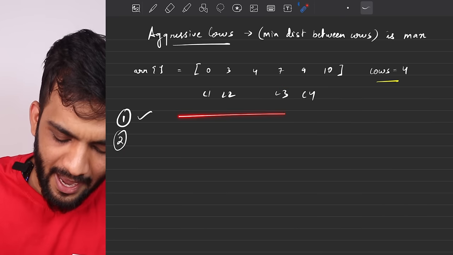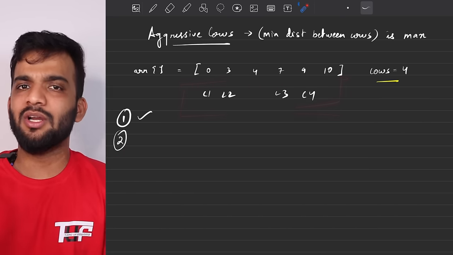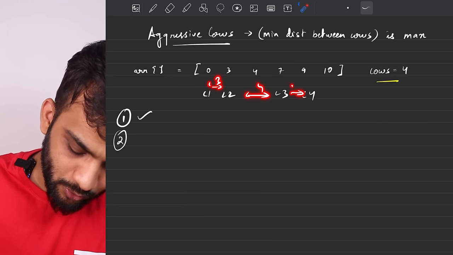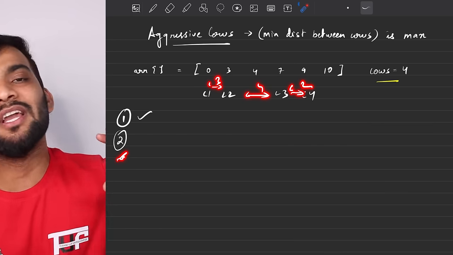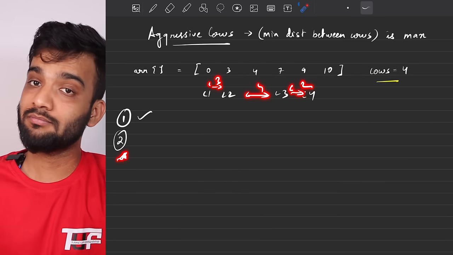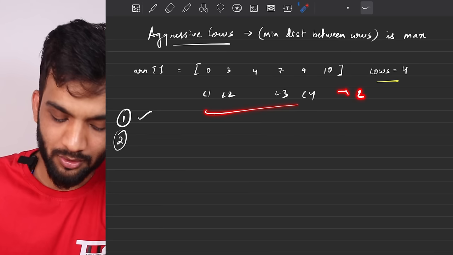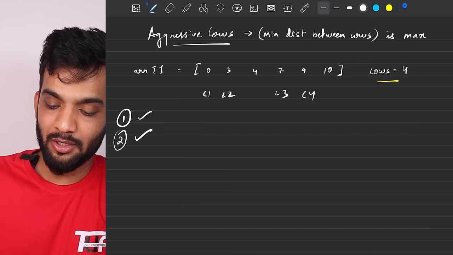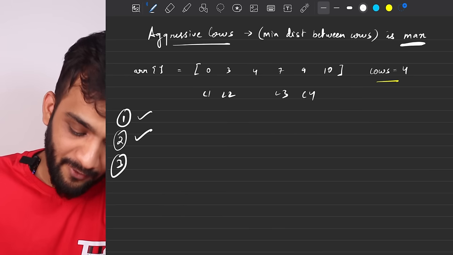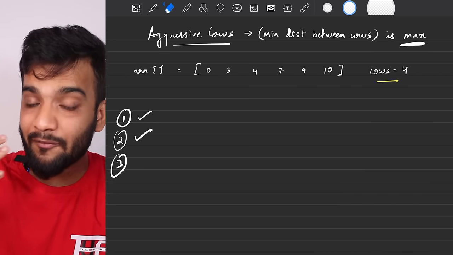So done. After putting all the cows, I see that this is 3, this is 4, and this is 2. I'm not violating; I'm making sure that each of the cows is at least at a distance of 2. Perfect. So the minimum distance I get is 2, so 2 is also possible. But what am I looking for? I'm looking for big numbers. So now I'll have to try with 3.